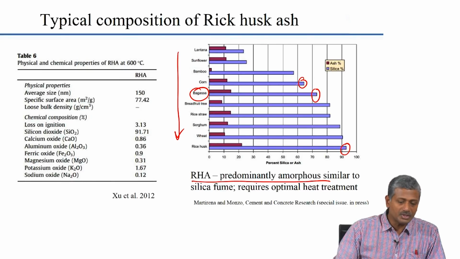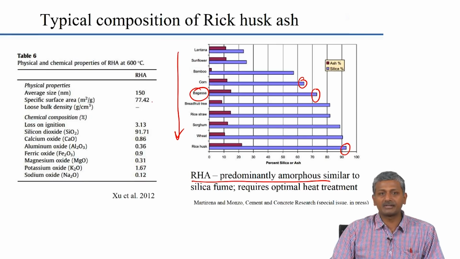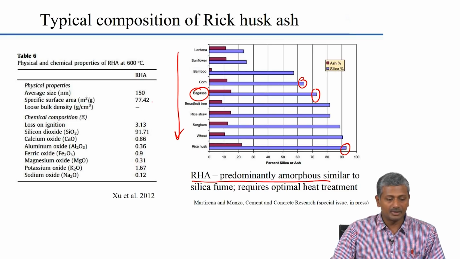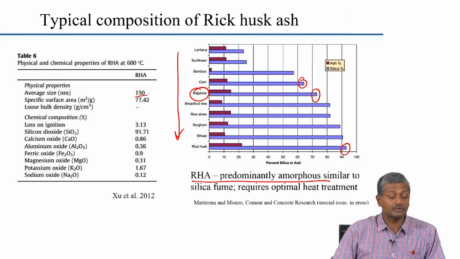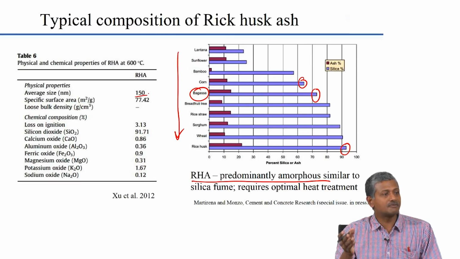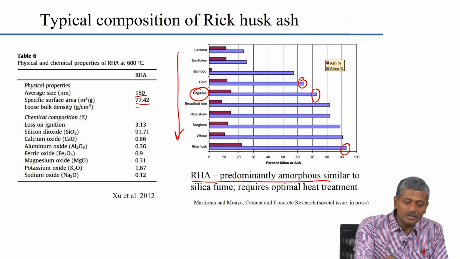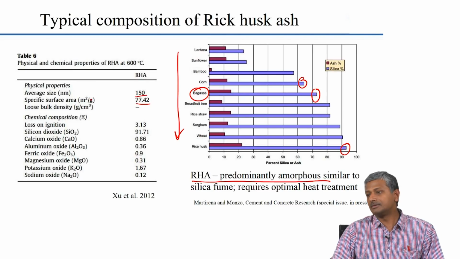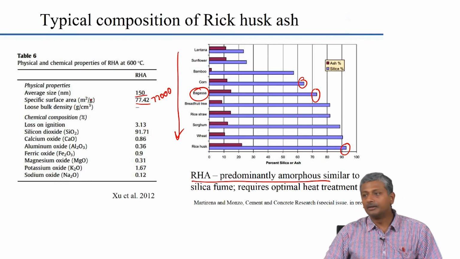So, generally, on the left side you are given the physical and chemical characteristics of rice husk ash which is burnt at 600 degrees Celsius. Okay. So, again here you see average size in terms of nanometers is 150 nanometers. Average size, this is given in terms of the surface area converted to a size. So, it is not really the actual size of the particles. The particle sizes are much larger than that, which is quite similar to cement. Specific surface area is 77 square meters per gram. That means 77,000 square meters per kilogram.